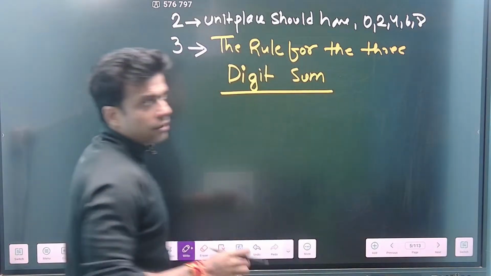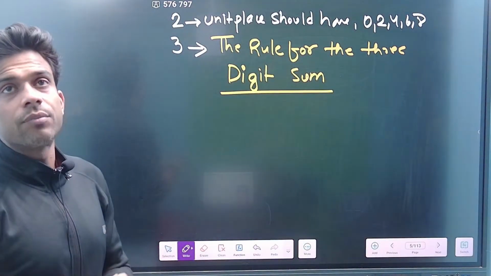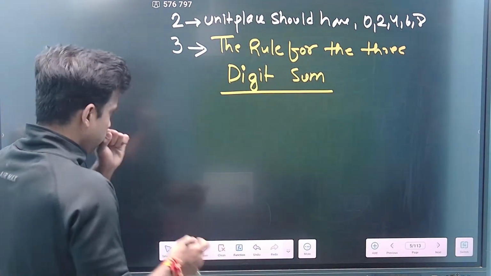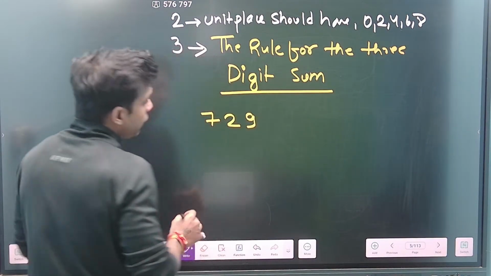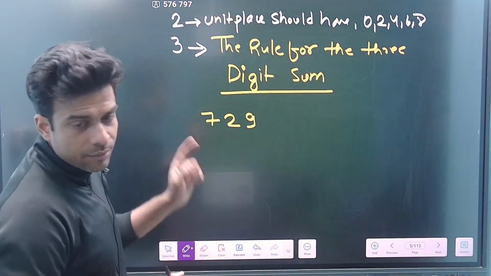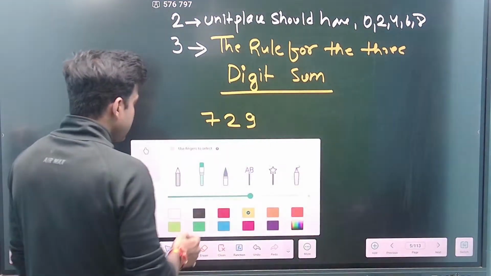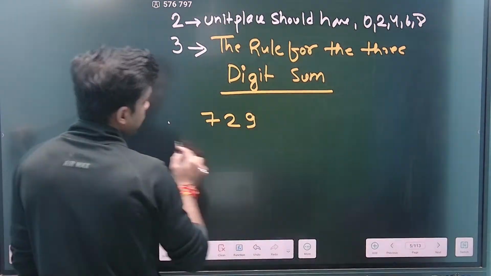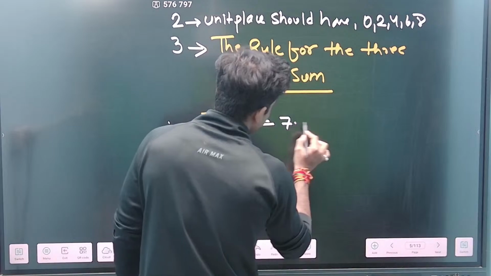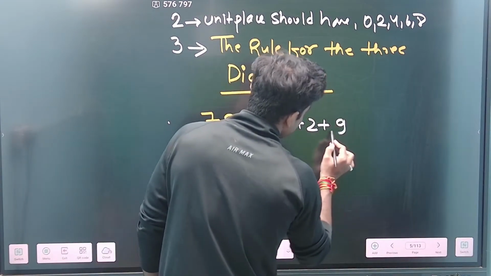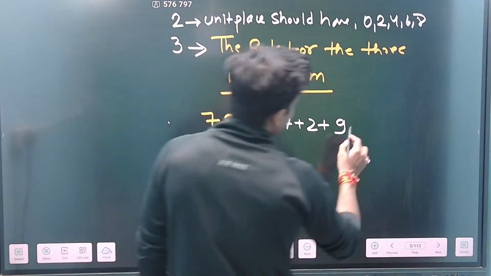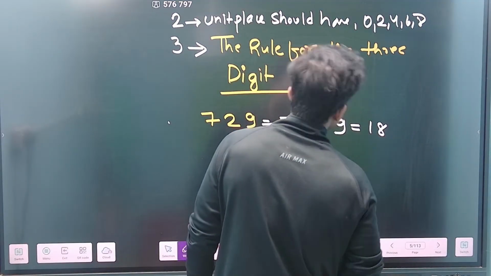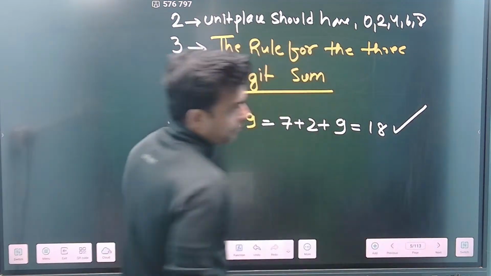For example, suppose I take 729. If you want to check whether this number is divisible by 3 or not, just digit sum it. So 7 plus 2 plus 9, 7 plus 2 is 9, then 10, 11, up to 18. Can you say now that 18 is divisible by 3? Yes, so this number is divisible by 3.